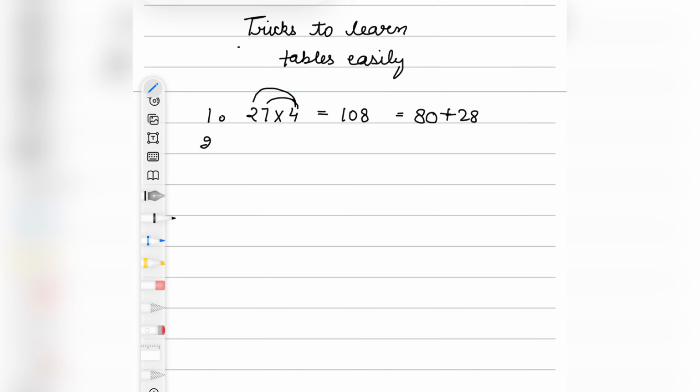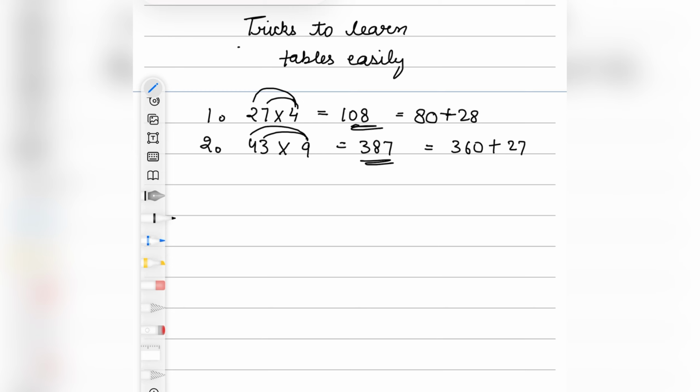Let's talk about a different number. 43 into 9. Again, multiply 9 with 4. What will you get? 36. Put 0 after it and add the multiple of 9 into 3. So 9 threes is 27. Now if we add these numbers, we will get 387.